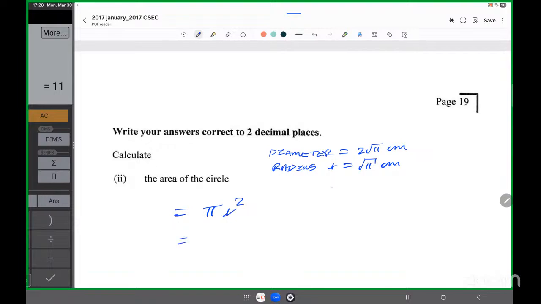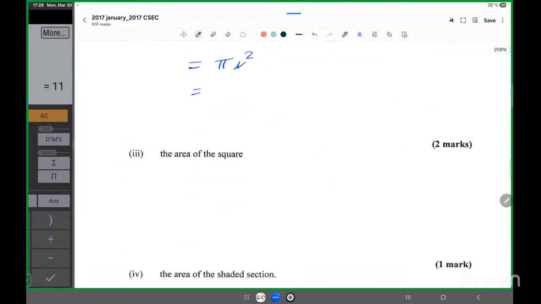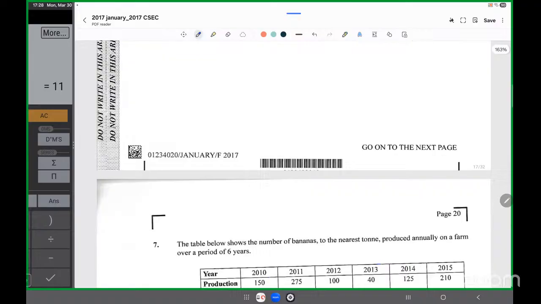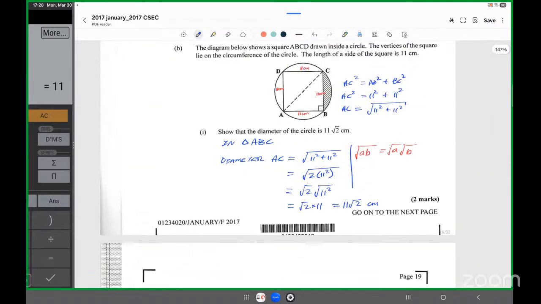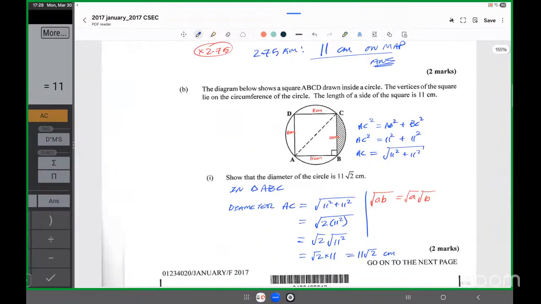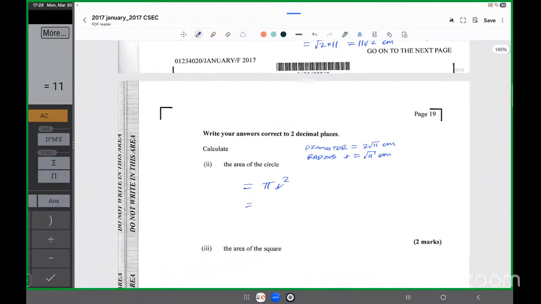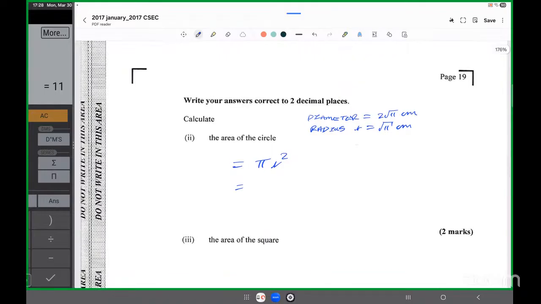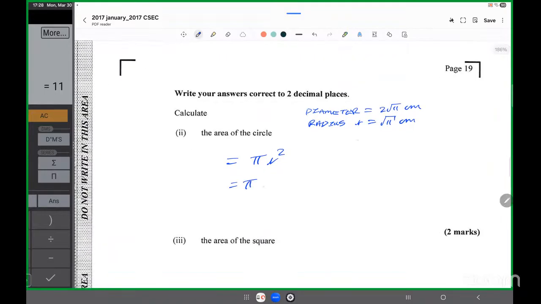Did they tell us what to use for pi? When they don't tell you what to use for pi, you can use the pi on the calculator. This becomes pi times the square root of 11 squared. The r squared becomes the square root of 11 squared, which is 11, so it becomes 11 times pi. You can work this out with the calculator.